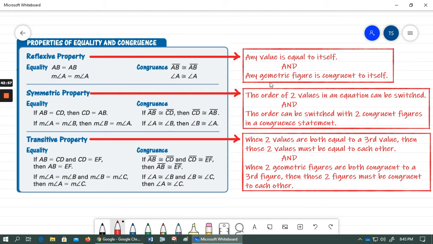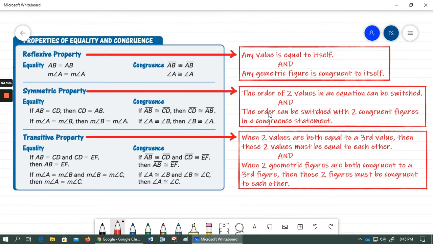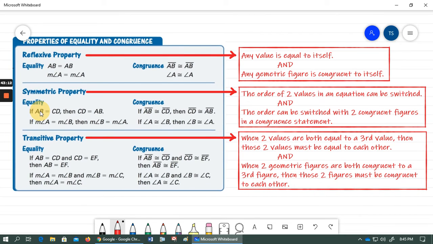But again, folks, what the symmetric property of equality is saying is that the order of two values in an equation can be switched, like what you see here. If the length of segment AB is equal to the length of segment CD, then literally you can switch the order of those two, right?